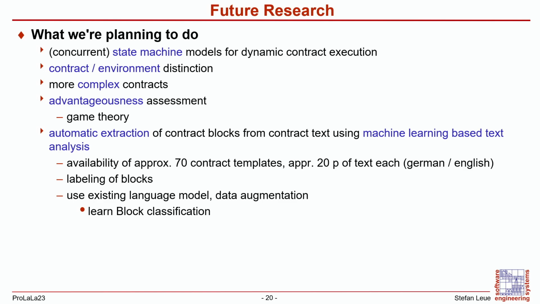And what we're currently working on is actually on the front end. We want to work on using machine learning-based text analysis in order to directly map contract text to these blocks in order to facilitate and to avoid the manual encoding of these blocks. We have about 1,400 pages of contract text templates, largely taken from textbooks, both in German and in English, more in German, but also quite a bit in English. And so we're starting to work on labeling these, getting students to label them, and then learn an existing language model in order to do that.